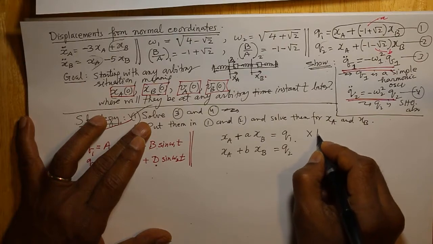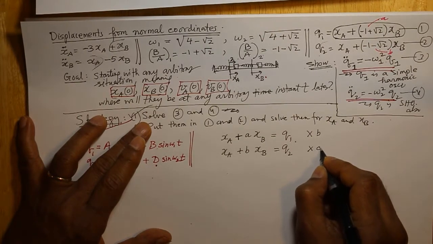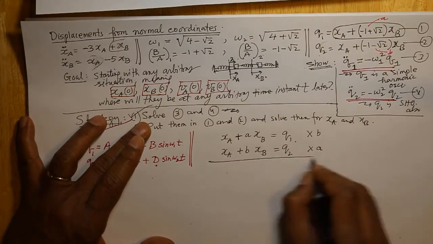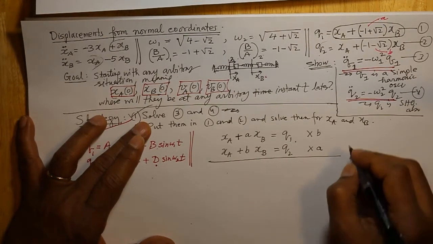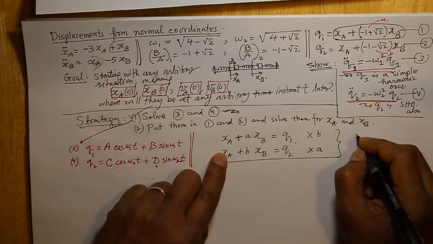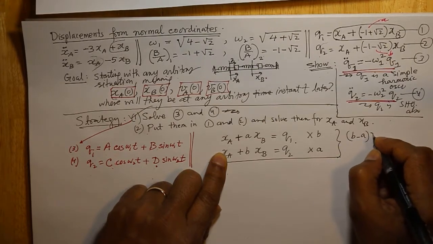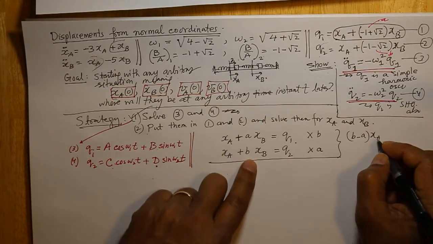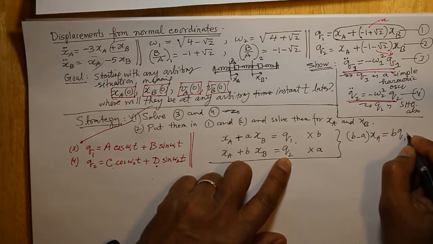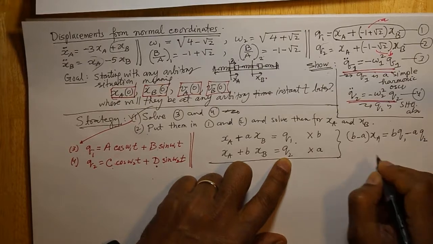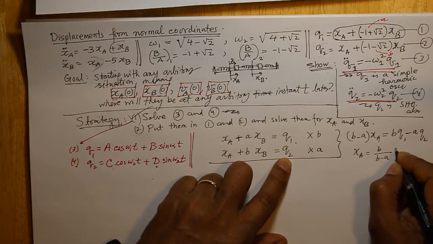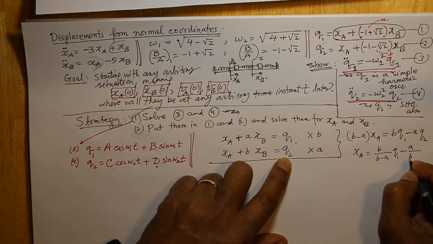So this times b and this times a, and then I subtract. That gives me b times XA, and a times XA gives me b minus a times XA. It will cancel this guy out, and it will give me b times Q1 minus a times Q2. So XA will be b over b minus a times Q1 minus a over b minus a times Q2.